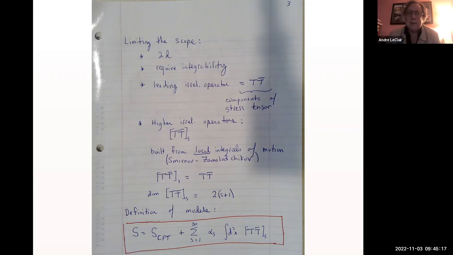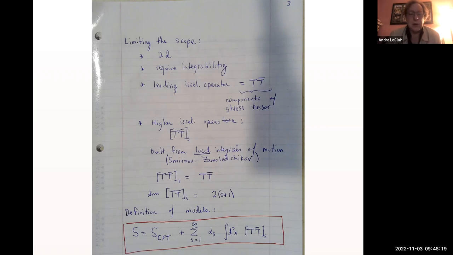Besides just TTbar, we're going to add some others. Remember, in general, irrelevant operators generate, under RG, more and more irrelevant operators. So we're going to consider adding more irrelevant operators, and the way we're going to do that was told to us by some of the pioneers in this subject. Given any integrable theory, there are local integrals of motion. So there are analogs of T, the stress tensor, and T bar. I'm not displaying all the Lorentz indices here, but TTbar refers to conservation of momentum. If there's an infinite number of conserved quantities, then there are just higher TTbars.